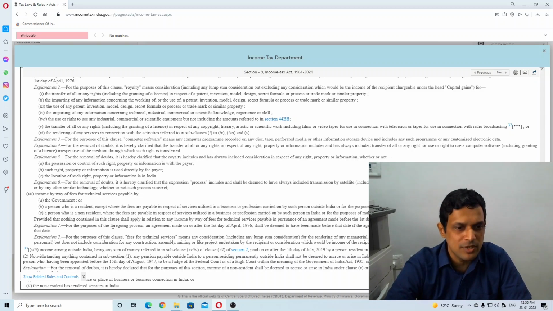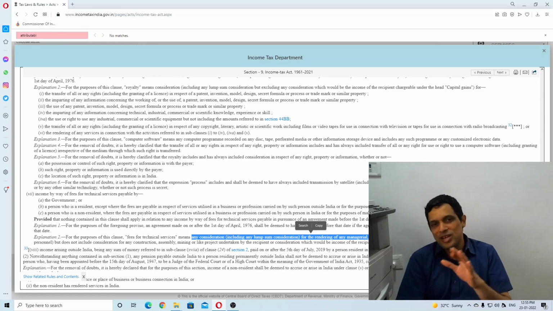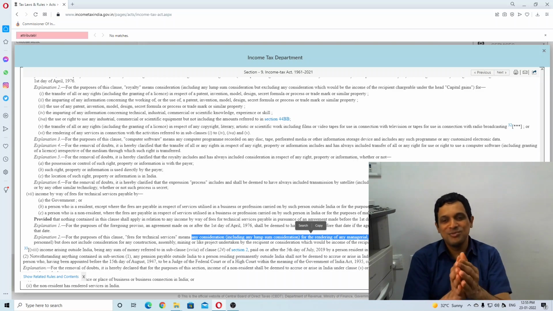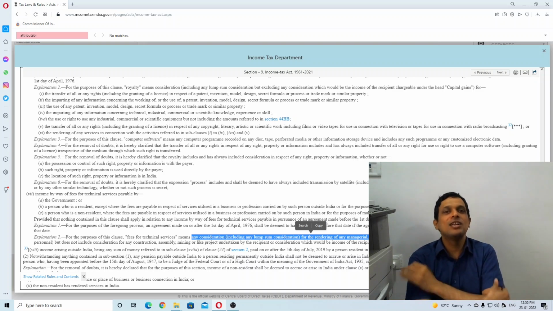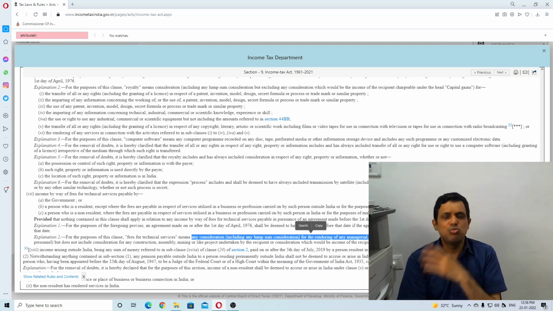In fact, the explanation of technical services defines it as any consideration for the rendering of any managerial, technical or consultancy services. So this is very broad, and according to me it's a pretty unbelievable definition in terms of its ambit. Managerial, technical or consultancy, pretty much every service can come under FTS. And so this broad swath of definition, of course the courts have kind of reined it in, saying there must be a human expertise for this, and we'll look into those in separate videos.